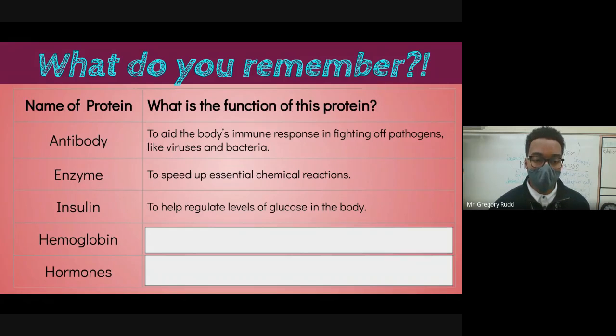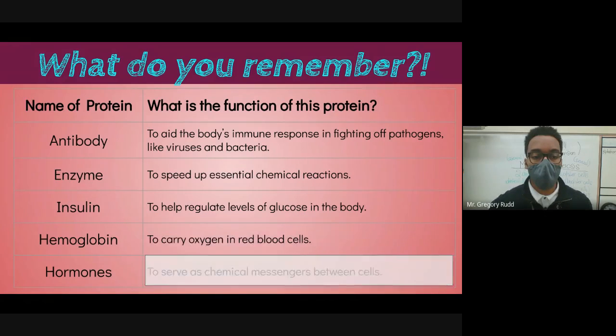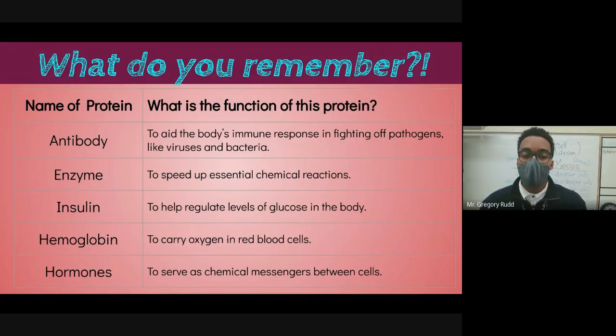Then there's hemoglobin, and there are also hormones. Hemoglobin carries oxygen in our blood, and then hormones serve as chemical messengers between cells. They help the cells in your kidney, for example, communicate with your brain, or the cells in your brain communicate with your reproductive system.